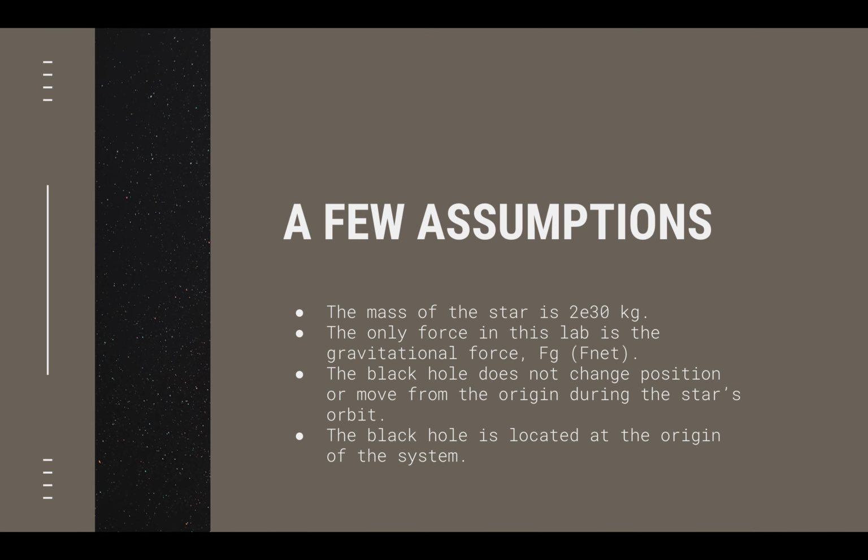However, before we begin analyzing this lab, there are a few assumptions that will need to be made. We were given that the mass of the star was 2 × 10⁻30 kilograms, so we must assume that the estimate of this mass is accurate enough to firmly calculate the mass of the black hole. Also, we must assume that the only force included in the net force of the system is the gravitational force, as it will greatly change the mass of the black hole depending on the forces involved. Moreover, we must assume that the black hole is in fact located at the origin of the system and does not move while the star is in orbit. After making these assumptions, we will be one step closer to calculating the unknown mass of the black hole.